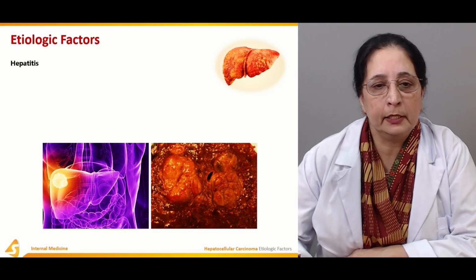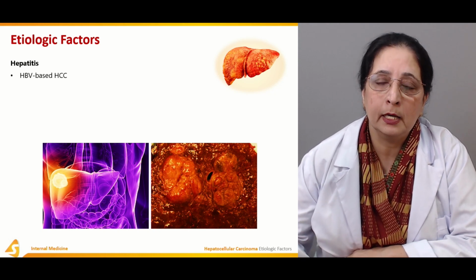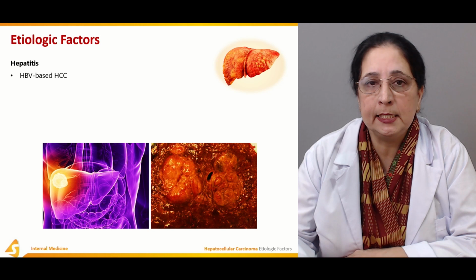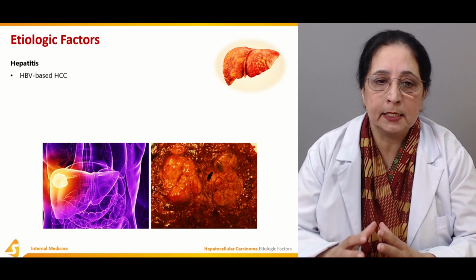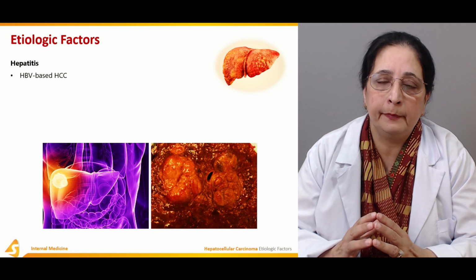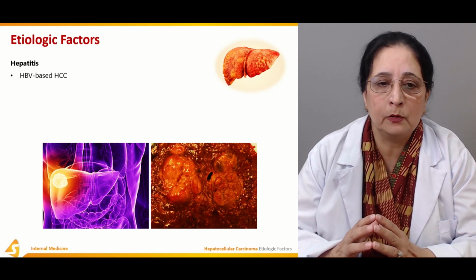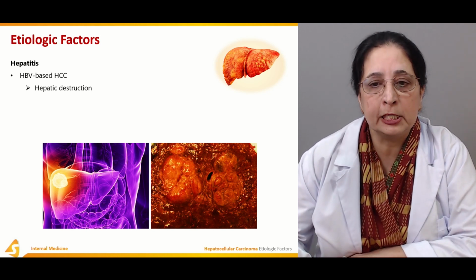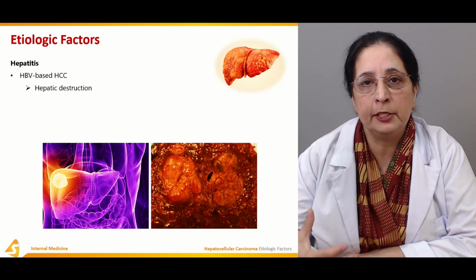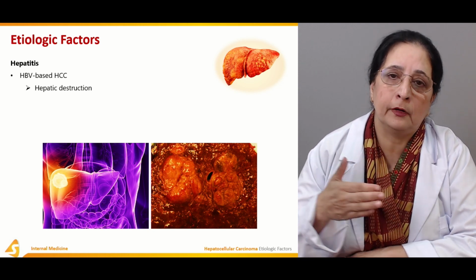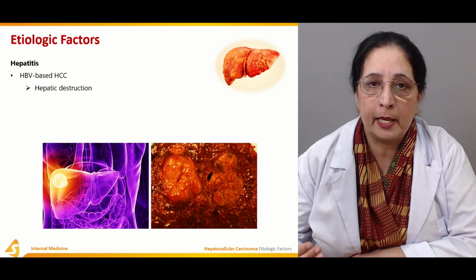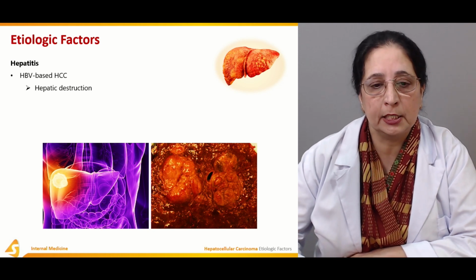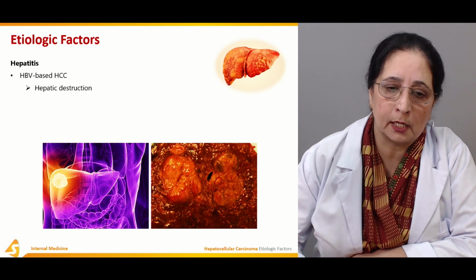Some other causative agents: hepatitis is important. There are different types of hepatitis, A, B, C, D, E, but hepatitis B based hepatocellular carcinoma is there, and there is destruction of hepatic tissue. The liver tissue is destroyed as a result of hepatitis B virus infection, and this destruction can cause further changes and lead to hepatocellular carcinoma.